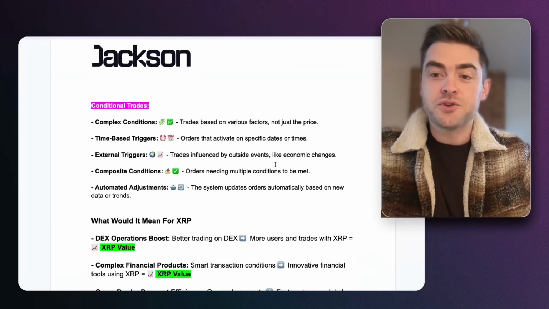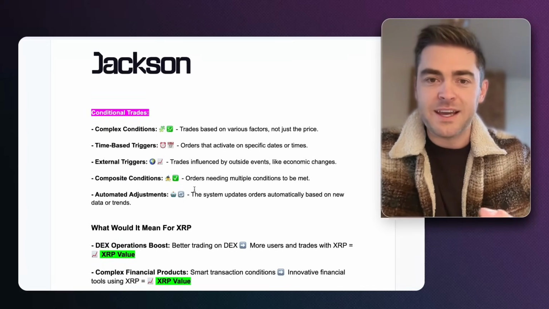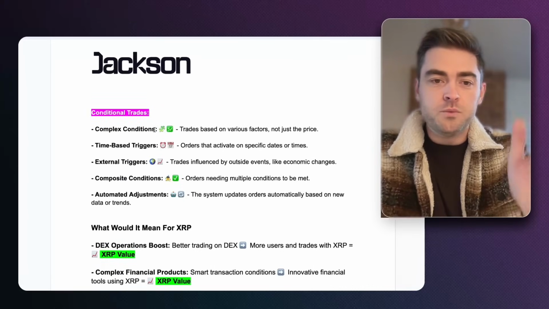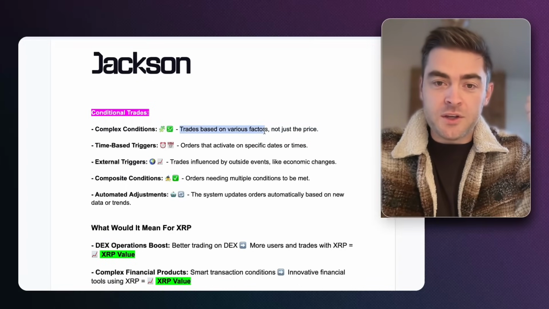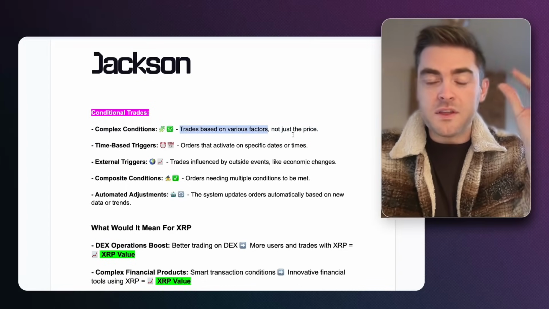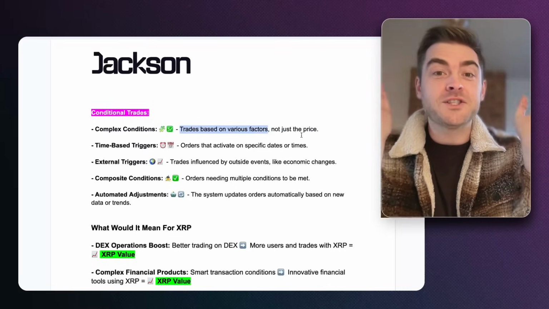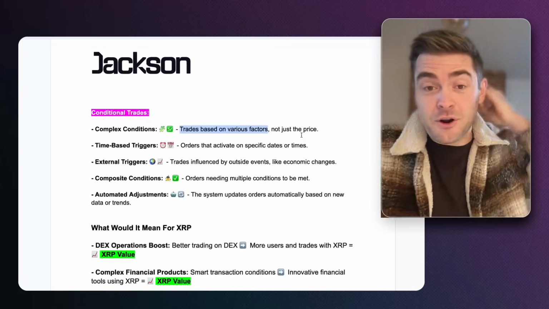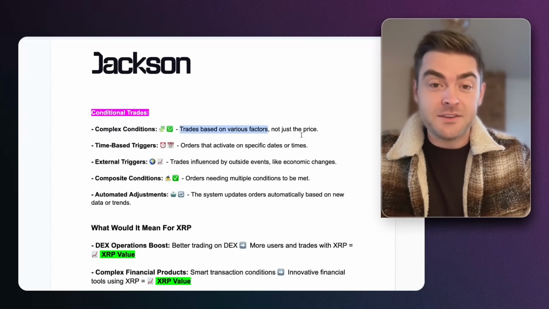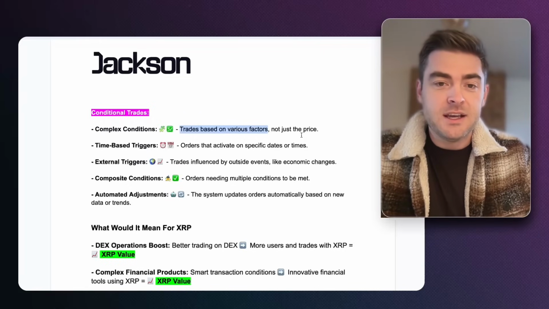So these conditional trades could encompass any of these, and these are kind of what I've been thinking about here. So one way you could use them is for complex conditions. So this would be trades based on various factors rather than just price. Now your mind is exploding. For example, this is something that I've talked about at length as being something that we need to do manually for our exit strategy. And I talk about this in my workshop. Link is in the description.